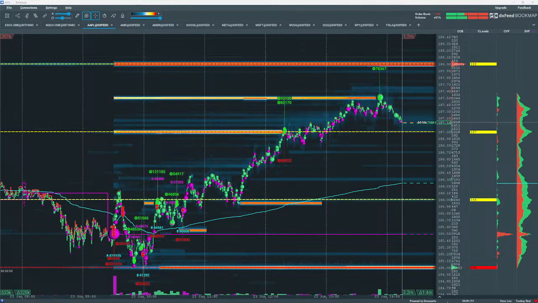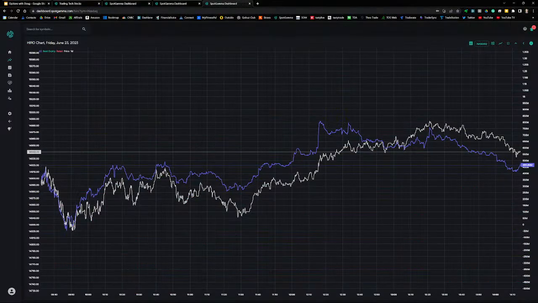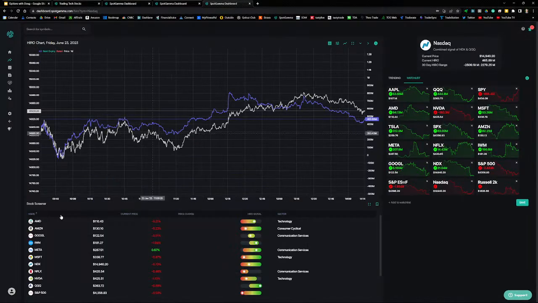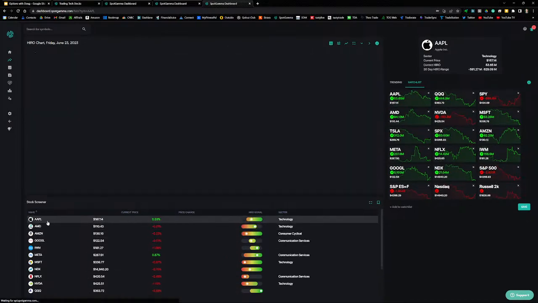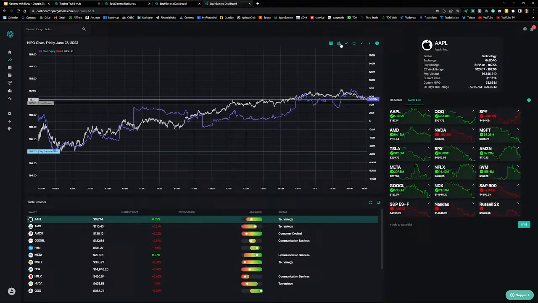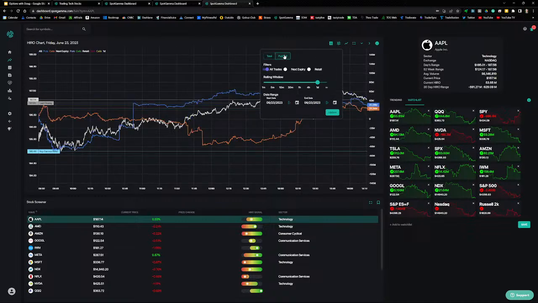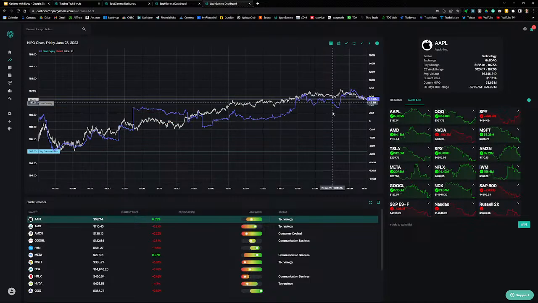Let's take a look at HIRO for Apple. So traders are buying calls and selling puts. Notional value for the blue line puts, orange line calls, both positive. So they're taking positive delta positions, confirming the move higher at the 185 key gamma strike.